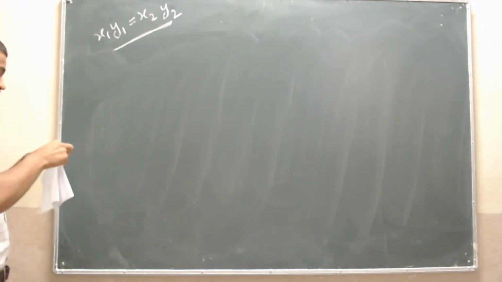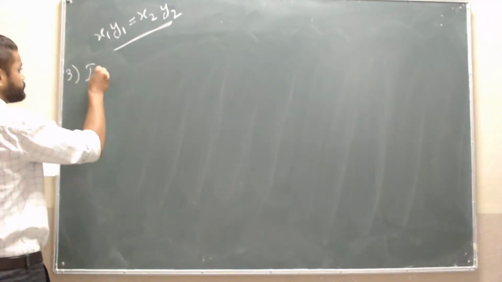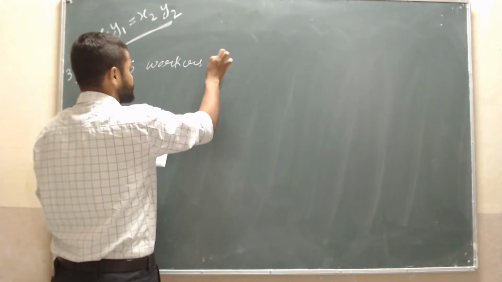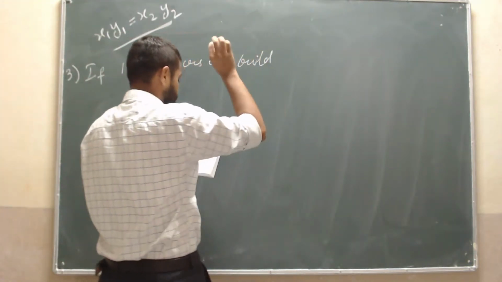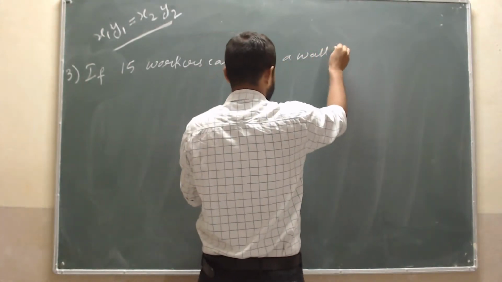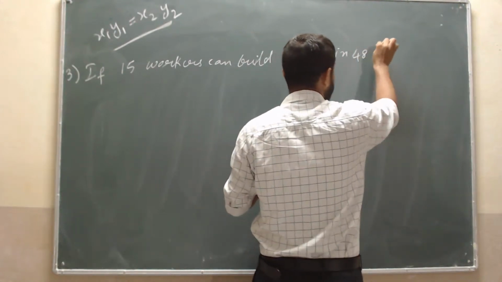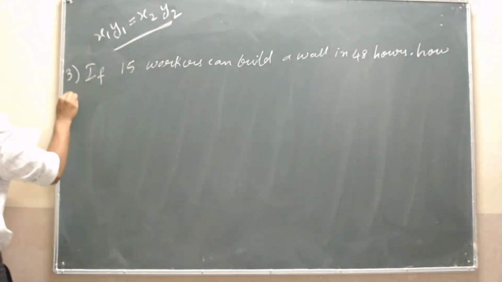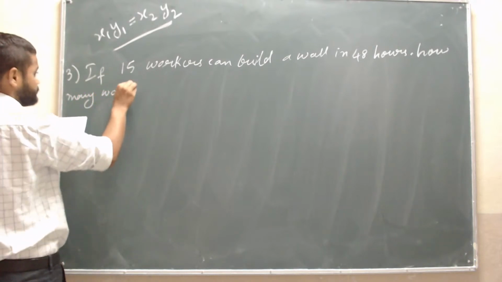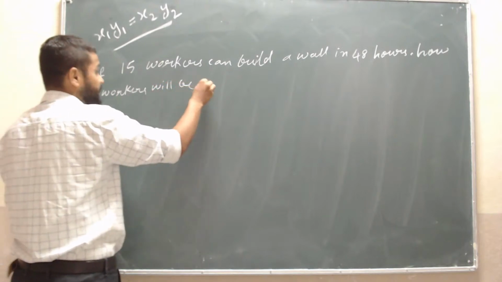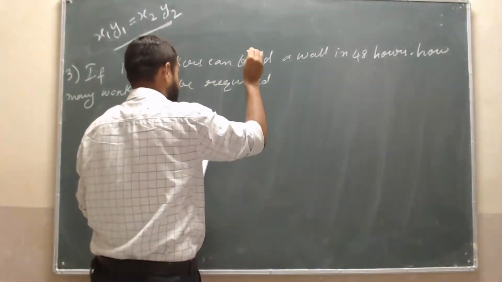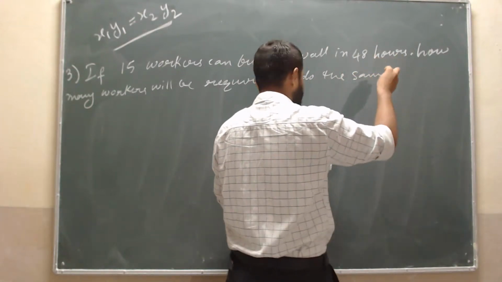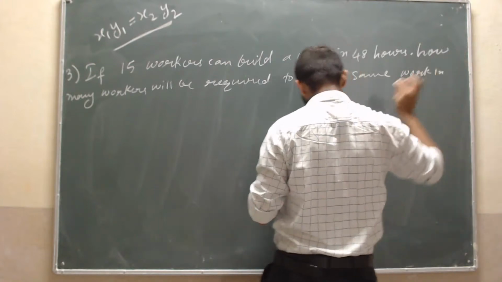If 15 workers can build a wall in 48 hours, how many workers will be required to do the same work in 30 hours?